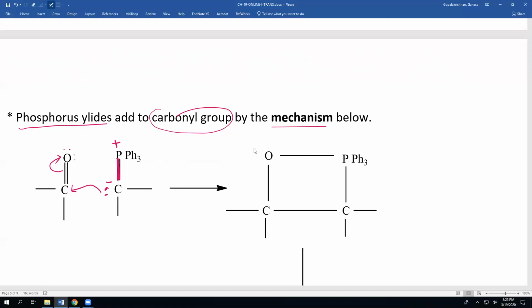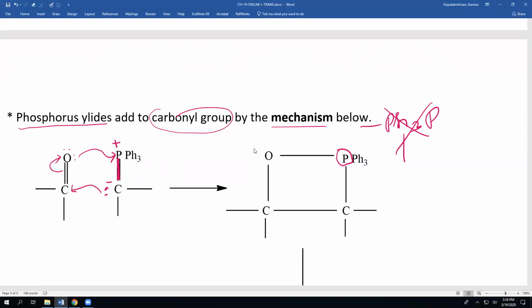And then you have lone pairs. It actually bonds to this one. So the product in this case is this, a 4-membered ring. Remember, the phosphorus is one of the ring members. Many of you write it Ph3P and then make the ring here. It is wrong. The phenyl groups are present on the phosphorus.